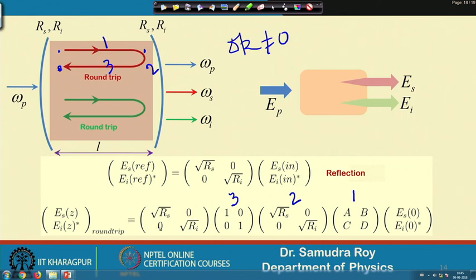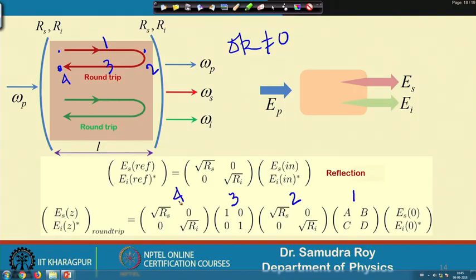And then finally, there is a reflection here also at point 4. So it will reflect and now start for the next trip. This reflection I can do with matrix 4. So at the end of the day, I have 1, 2, 3, 4, which are the four matrices, and these four matrices are now multiplied together. When they are multiplied together, I can have the field at exactly the round trip position. So today we will have this expression in our hand.